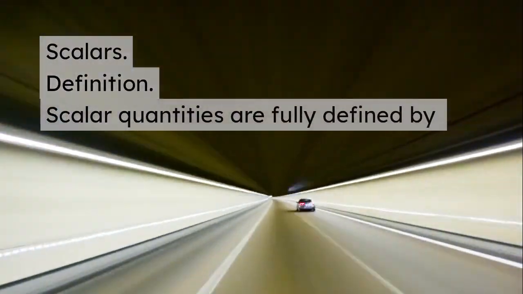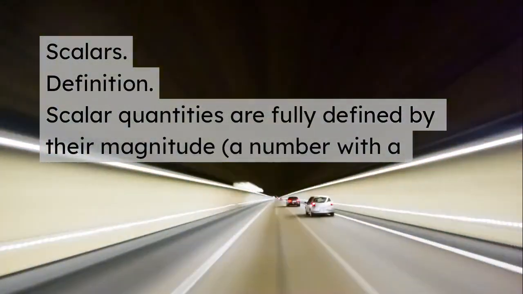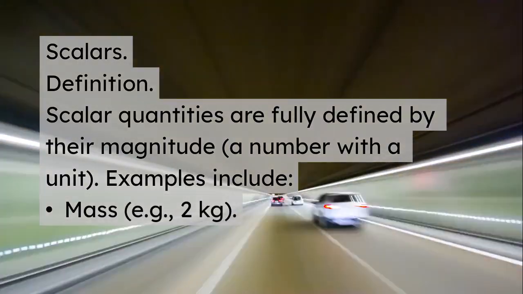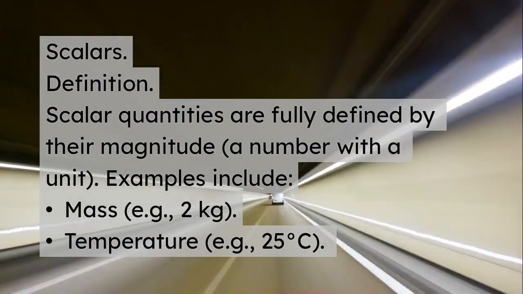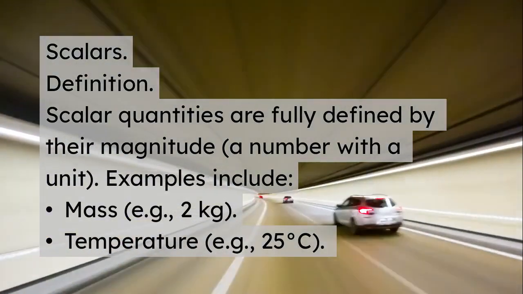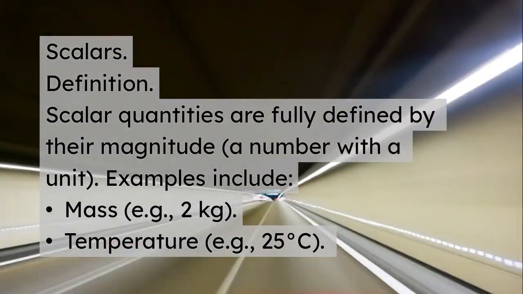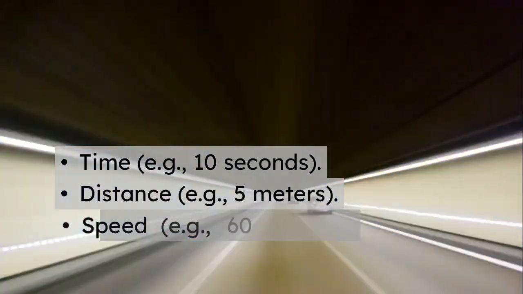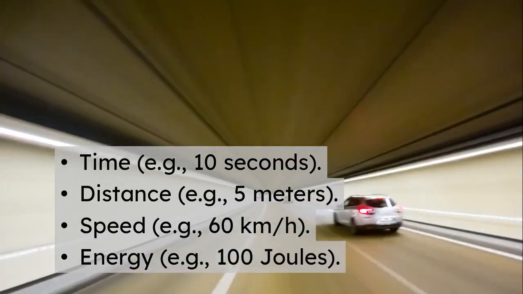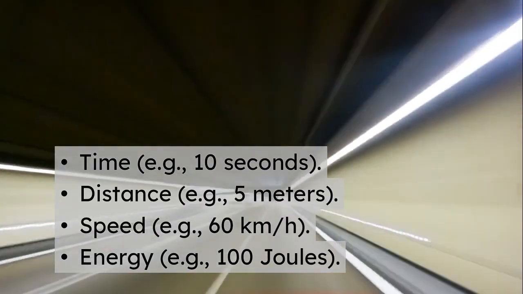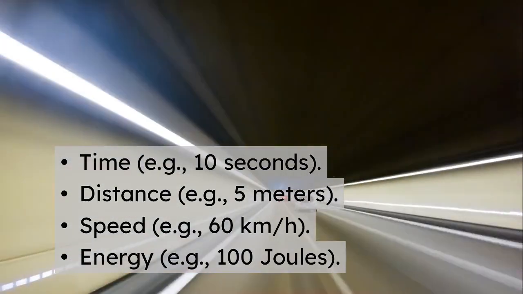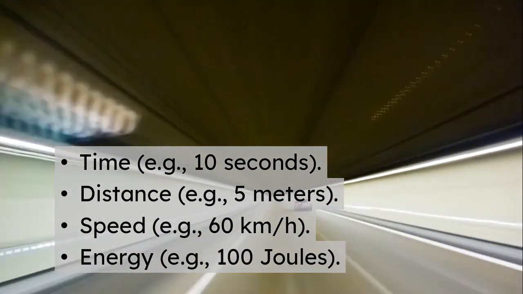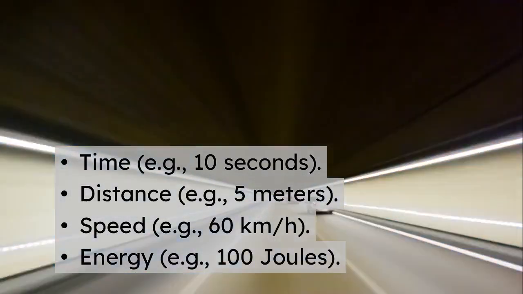Scalars. Definition. Scalar quantities are fully defined by their magnitude, a number with a unit. Examples include mass, e.g., 2 kg, temperature, e.g., 25 degrees Celsius, time, e.g., 10 seconds, distance, e.g., 5 meters, speed, e.g., 60 km per hour, energy, e.g., 100 joules.